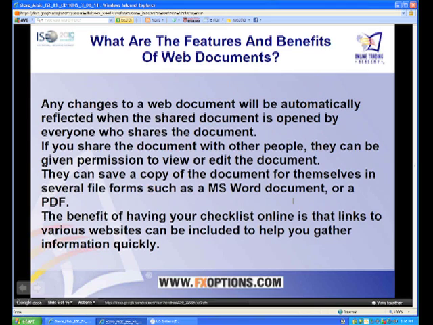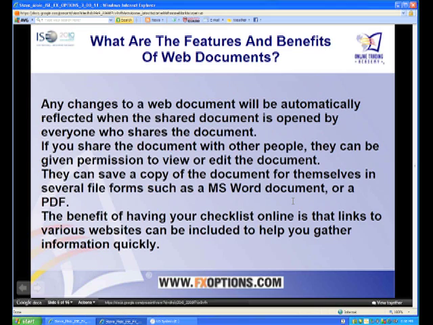They can download a copy of the document, or they can make a copy of the document and save it and share it with their friends. So this document can be their own version of it after a while. And also they can download it in several of the different file formats that are popular, such as Microsoft documents or as a PDF file.